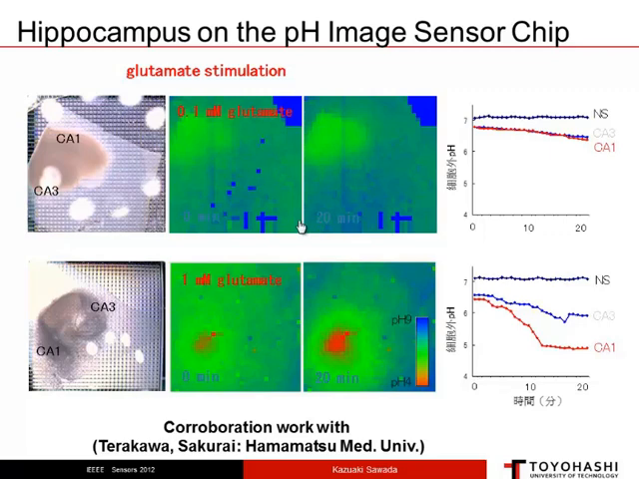On the other hand, with 1 millimolar glutamate stimulation, here is the CA1 area. Only the CA1 area's pH drastically decreases like that. But the CA3 area's pH does not decrease. So the medical doctor said only the cells of the CA1 area died. So this experiment shows the first movie image of the real-time situation of cell death.